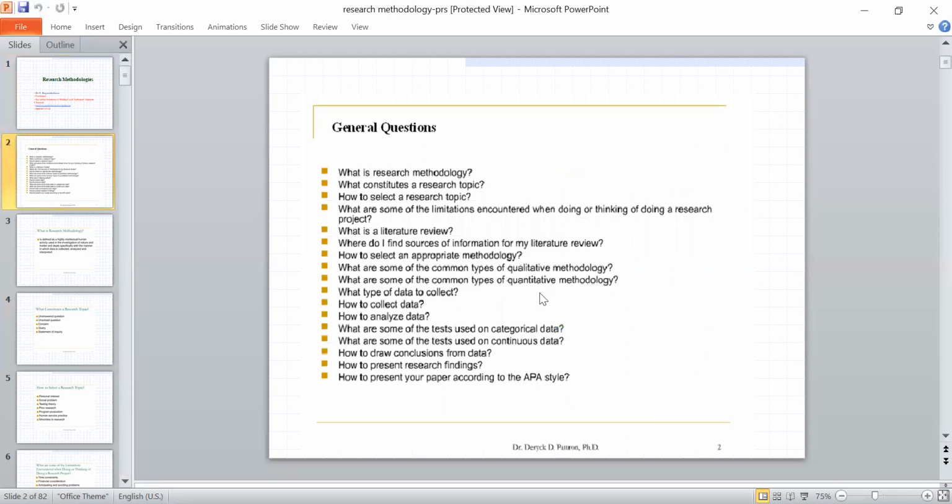So, the general questions of scholars and students: What is research methodology? What constitutes a research topic? How to select a research topic? What are some of the limitations? And how to do a literature review? Because people used to do old-style literature reviews, but nowadays the trend has changed. What are the fine sources of information for my literature review?